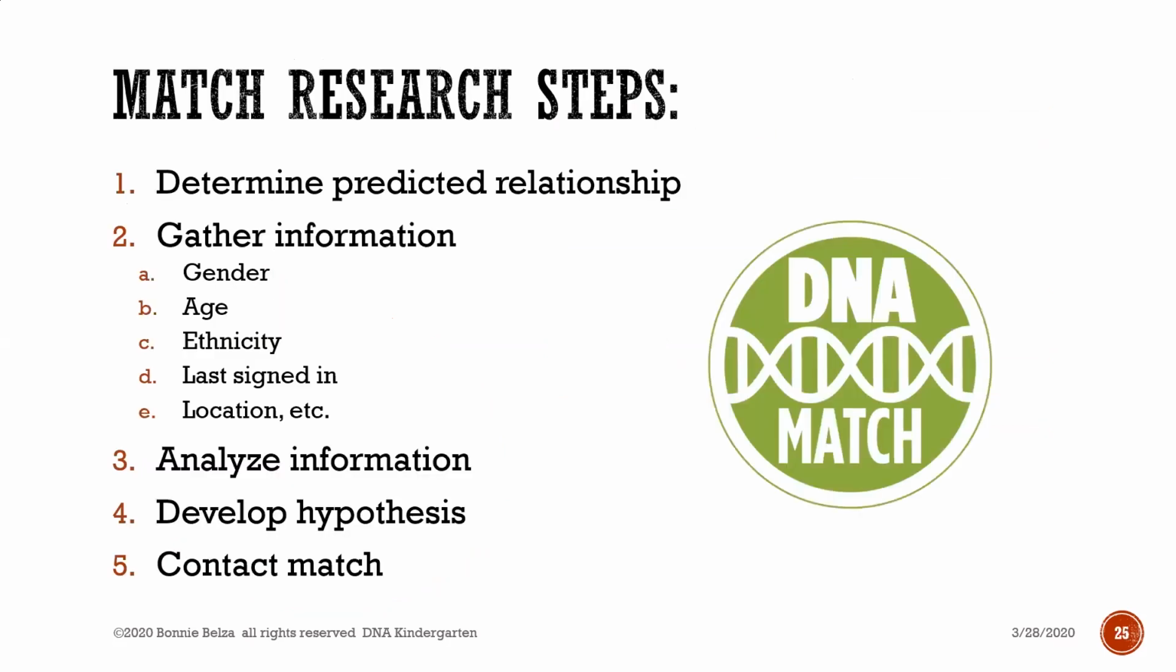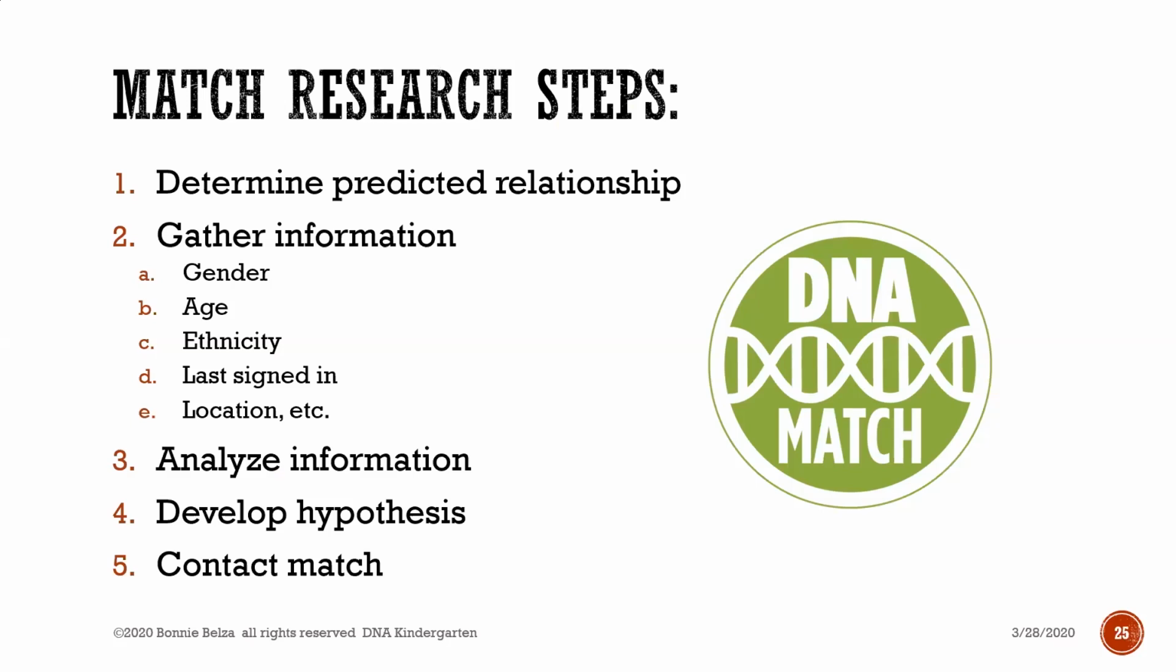So let's go over those matched research steps again. First, you want to determine the predicted relationship using the amount of DNA that you share, either as a number or a percentage, and putting that into the shared centimorgan chart. Then you want to start doing your research log and gather information on your match. See if you can determine their gender, their approximate age. Find out what you can about their ethnicity. You can also look for things in their profile about when they last signed in or when they did their DNA test.